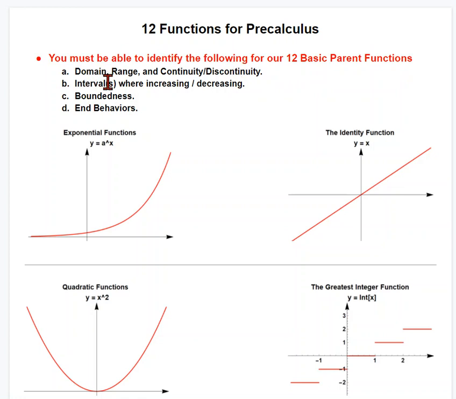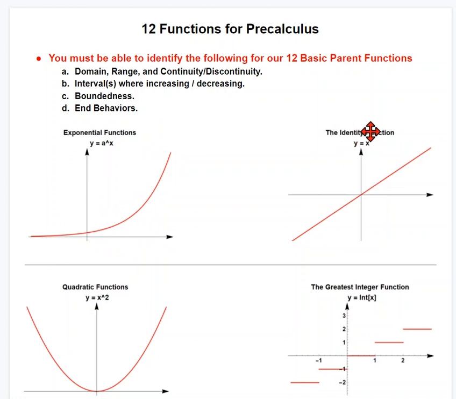We should be able to identify intervals where our function is increasing, and intervals where our function is decreasing. Boundedness is also something to consider, as well as end behaviors. So for example, our exponential function is always increasing. Now, we'll talk about making transformations that'll change that, but we can identify that it's always increasing. It happens to be bounded below. We can talk about the domain and the range that would be associated with it.